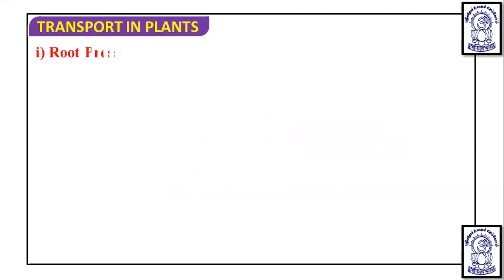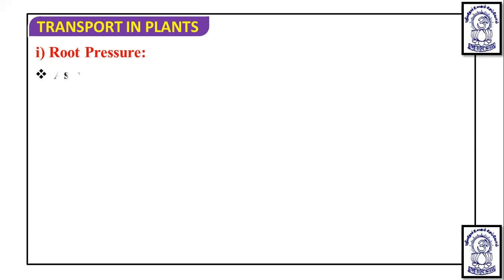For this, two theories have been explained. One is the root pressure theory, and another one is the transpiration pull theory. These two are responsible for the water movement up a plant. First we are going to talk about the root pressure theory, and then we will talk about the transpiration pull theory.